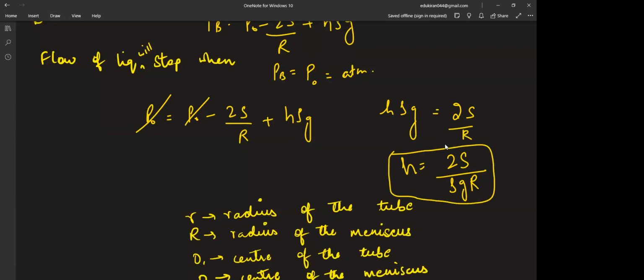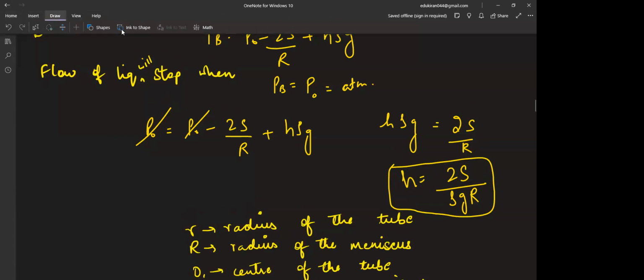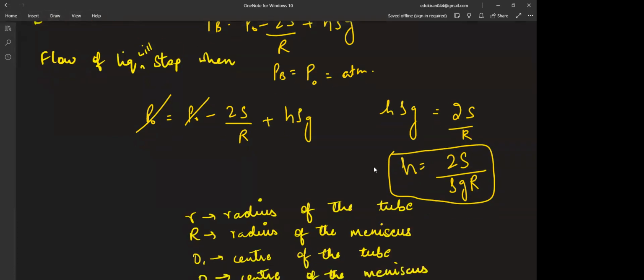This is R. Fine. So what all variables are here? H is the height. This formula you have to remember. S is the surface tension and R. What is this R? Is R the radius of the tube or the radius of the meniscus? What have we considered? This R is the radius of the meniscus. S is surface tension, rho is density. Fine, let me write it. All these variables. H is the height of the liquid column.